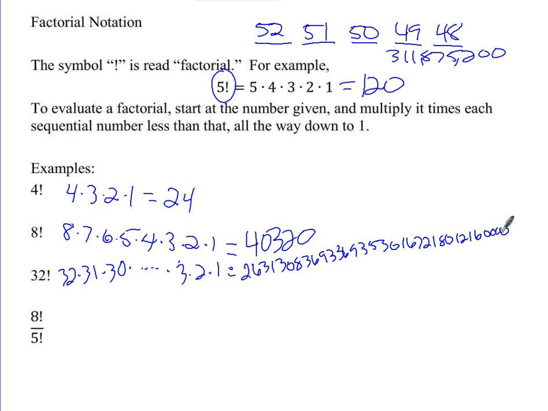2, 6, 3, 1, 3, 0, 8, 3, 6, 9, 3, 3, 6, 9, 3, 5, 3, 0, 1, 6, 7, 2, 1, 8, 0. Is that it? No, there's more. 3 more? 1, 2, 3. All right. There's your answer.